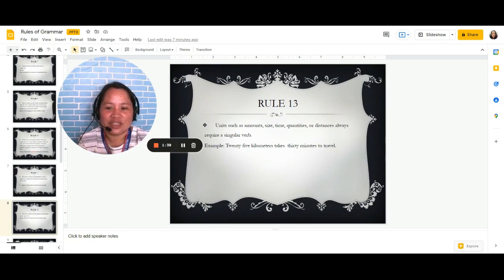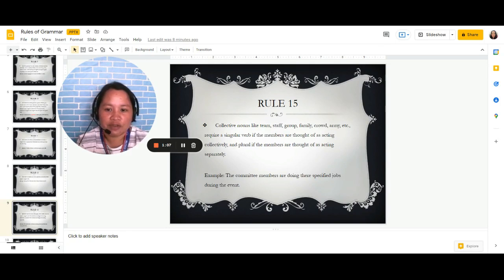Okay, next rule 13. Units such as amount, size, time, quantities, or distances always require a singular verb. Example, 25 kilometers. So we don't say 25 kilometers take 30 minutes to travel. We have to say 25 kilometers takes 25 minutes to travel. Just like we say 20 pesos. We don't say 20 pesos are, but we have to say 20 pesos is.